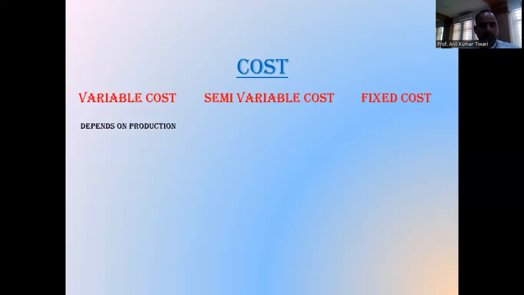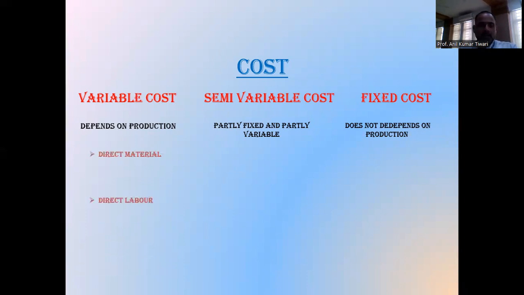Now, already I taught you these things. It depends on variable cost, which means it depends on production. The semi-variable cost is partly fixed and partly variable, and that does not depend upon the production. Under the variable cost, what comes is direct material, direct labor, or direct expenses. Under the semi-variable cost comes the electricity bill or telephone charges. Under the fixed cost comes the rent and different kinds of expenses which we incur as fixed.